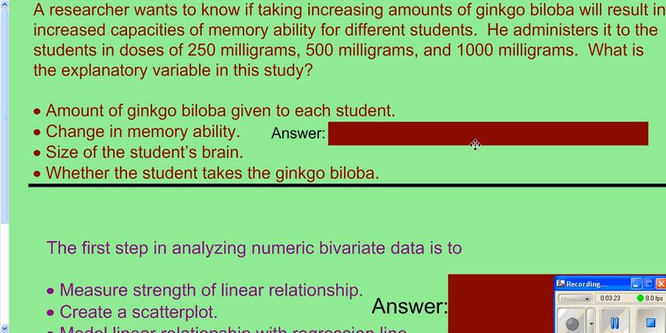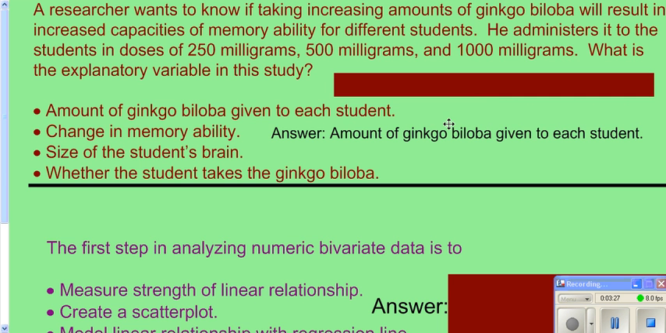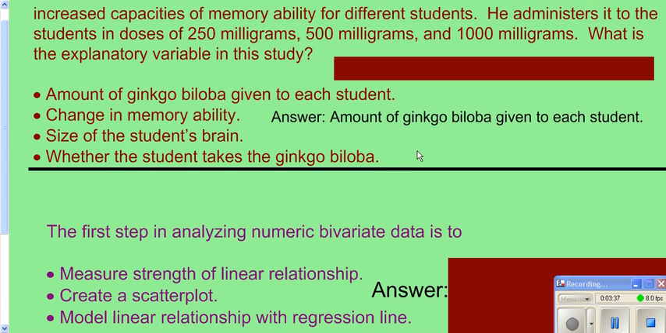So what is our explanatory variable here? Well, our explanatory variable is the amount of ginkgo that is given to each student. We're hoping that that will help explain what's going on with the memory.